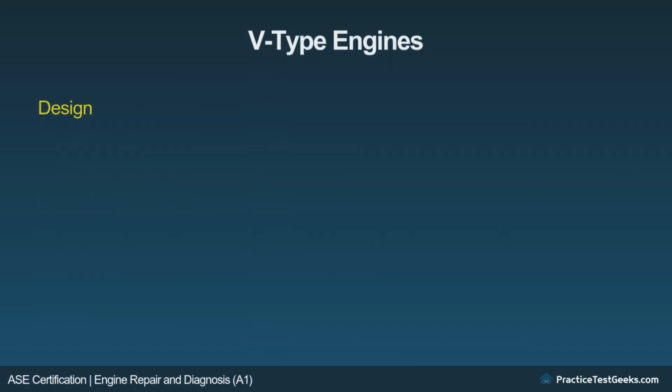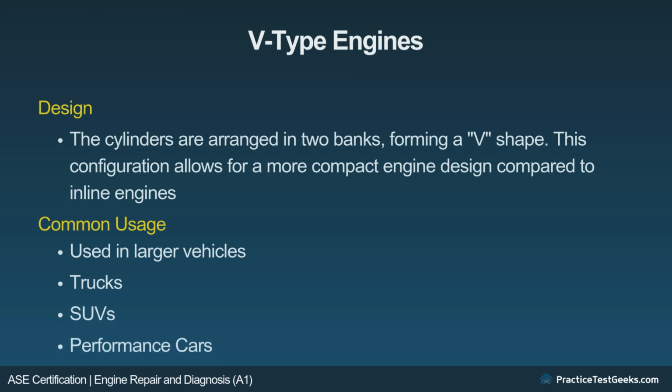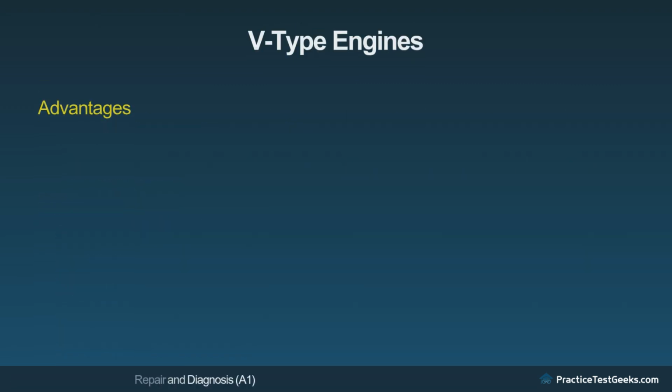V-type engines. Design. In a V-type engine, the cylinders are arranged in two banks, forming a V shape. This configuration allows for a more compact engine design compared to inline engines. Common usage. V-type engines are used in larger vehicles, such as trucks, SUVs, and performance cars.